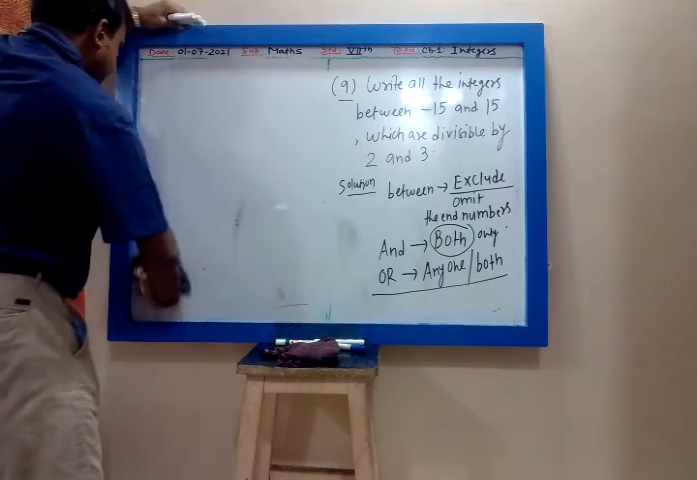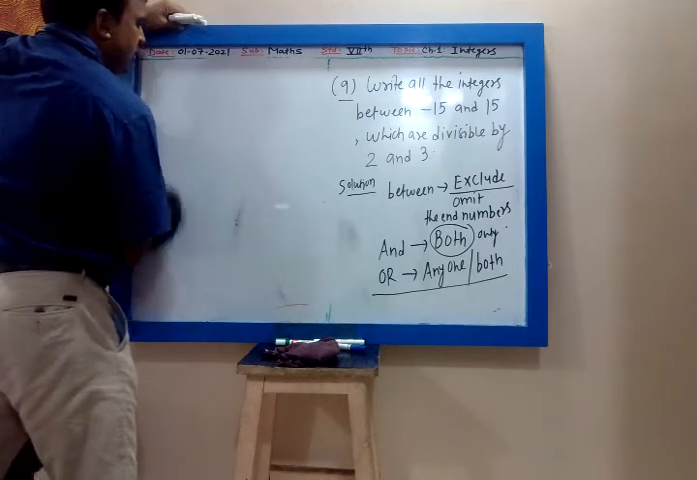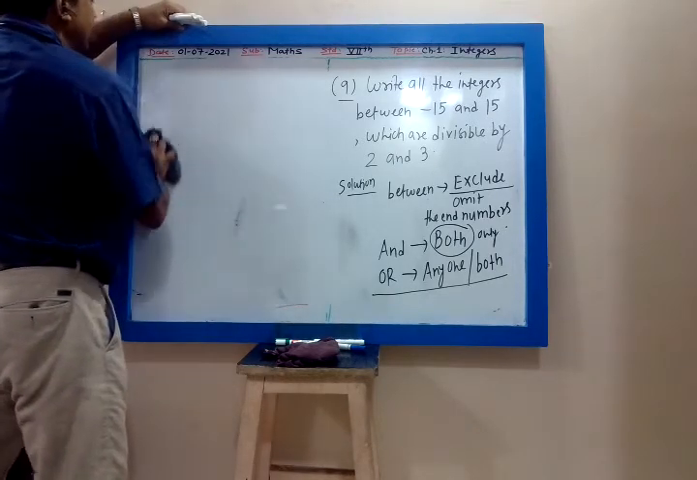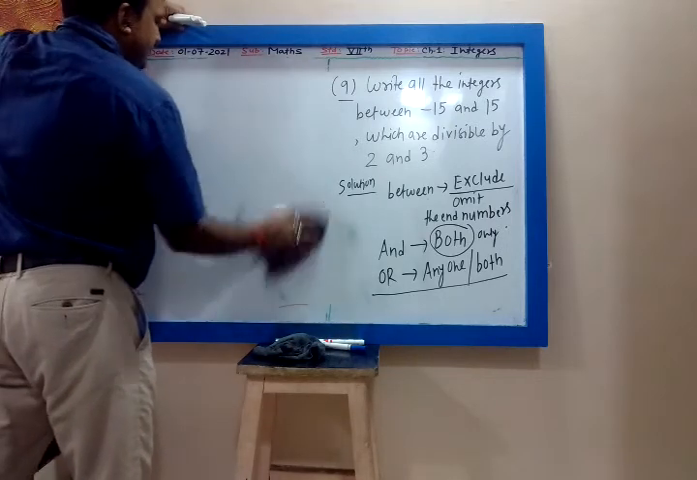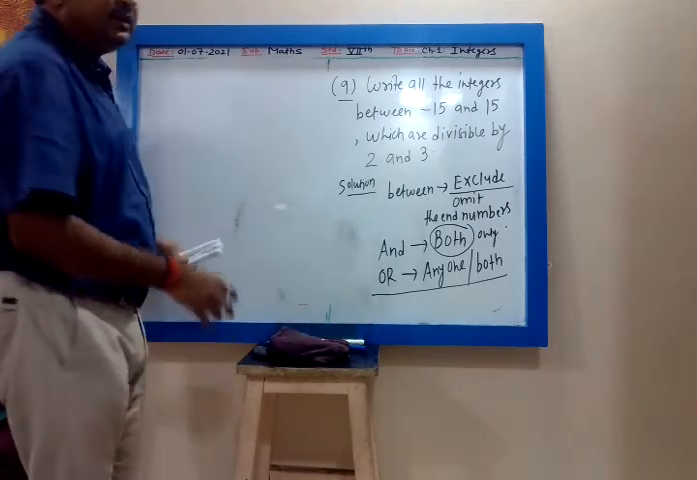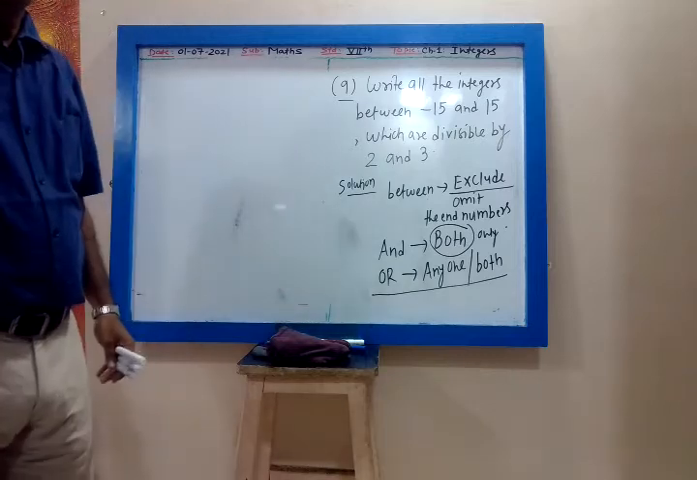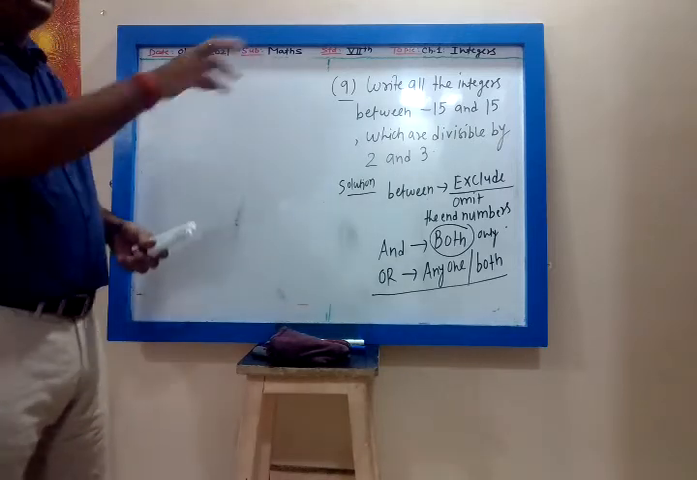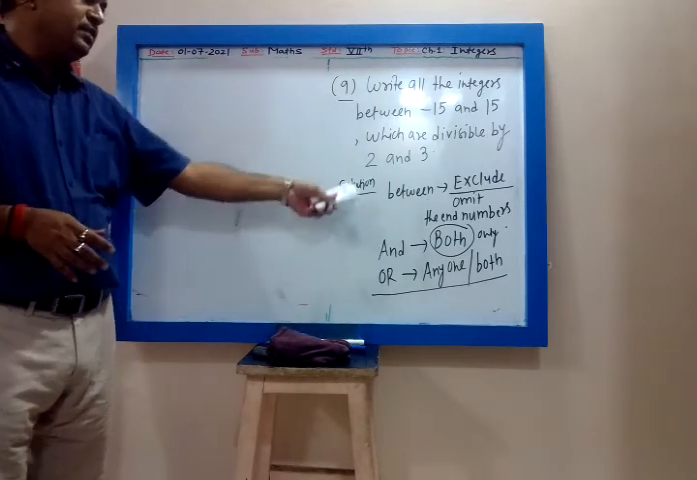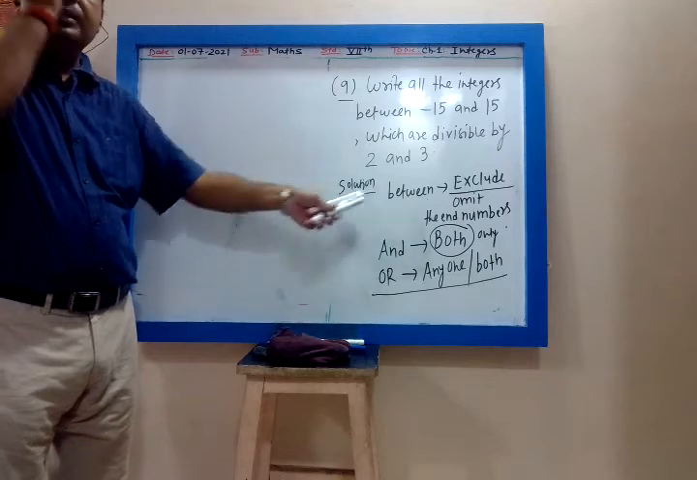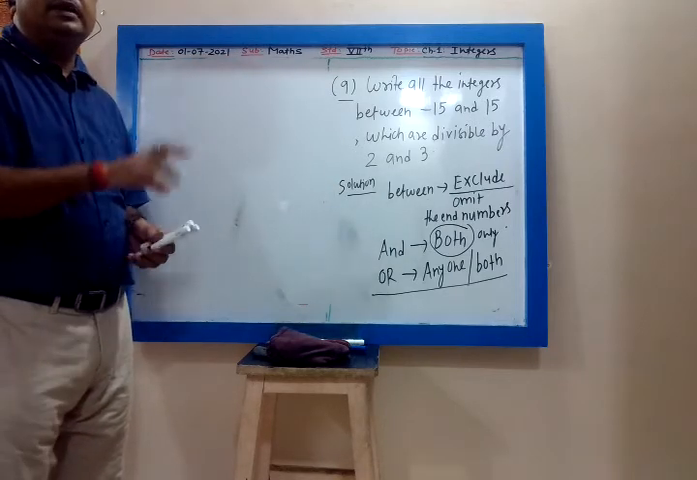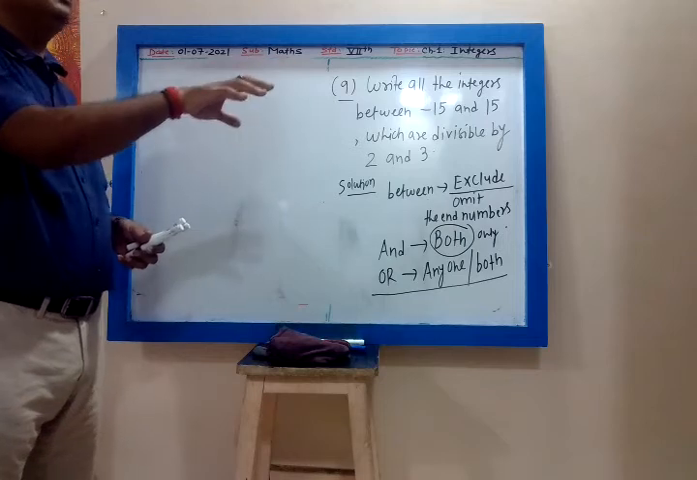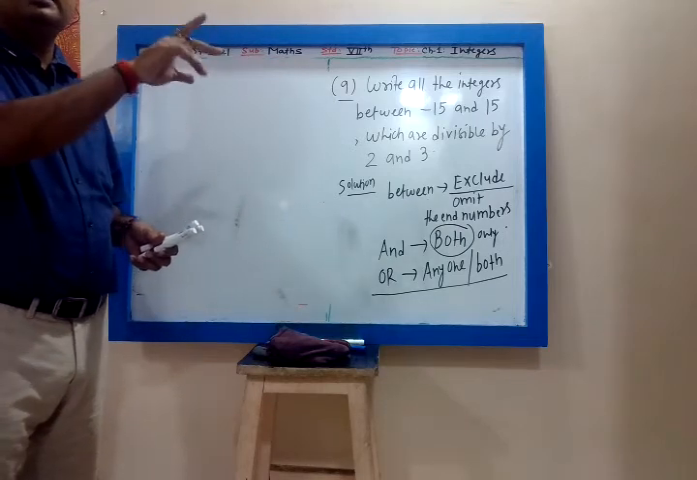And means both. Or means anyone or both. And means compulsion. For example, there are two students, Ram and Shyam. I am teaching in the classroom. Ram and Shyam come to the door of the classroom. They are seeking my permission: Sir, may I come in? Both of them, Ram and Shyam.